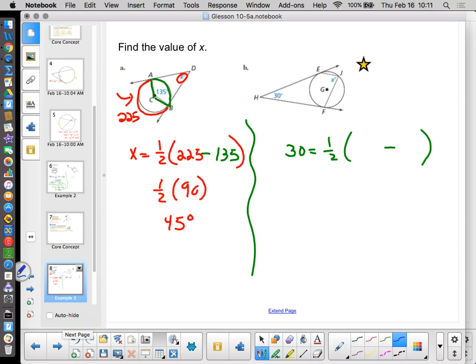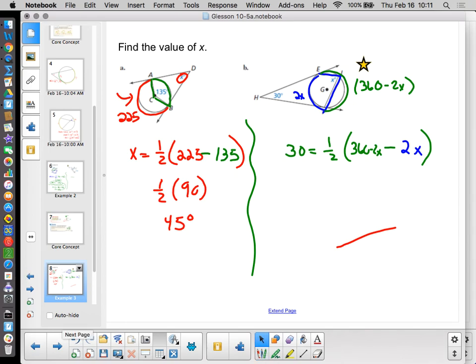So let's think about this for a second. If this angle is x, then the measure of this arc has to be 2x, twice as much. So that's my small arc. If that arc is 2x, how long is the big arc? Well, it has to be 360 minus 2x. And from there, I'm going to let you complete the algebra. So I've pretty much set it up for you.